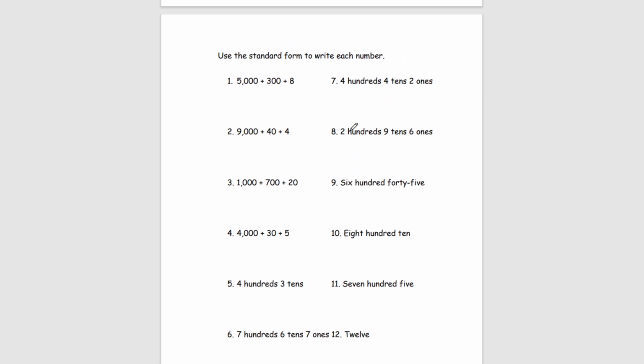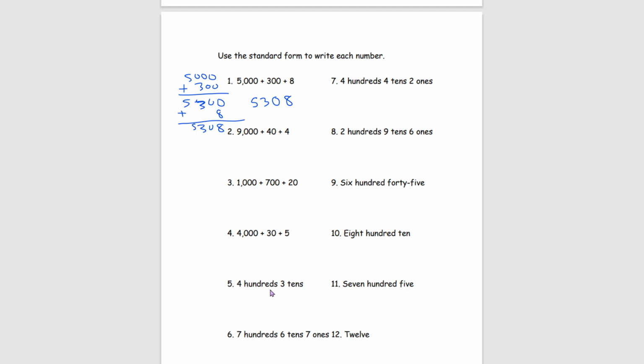Next, for this page, we're going to be using standard form to write each number. And since we're using standard form to write each number, standard form is basically just the regular way you write numbers. So for this first one, we're going to be adding 5,000 plus 300 plus 8. And so first, we're going to add 5,000 and 300 together, which gets us 5,300. And then we're just going to add an 8 to it, and it becomes 5,308. So our standard form number is 5,308.